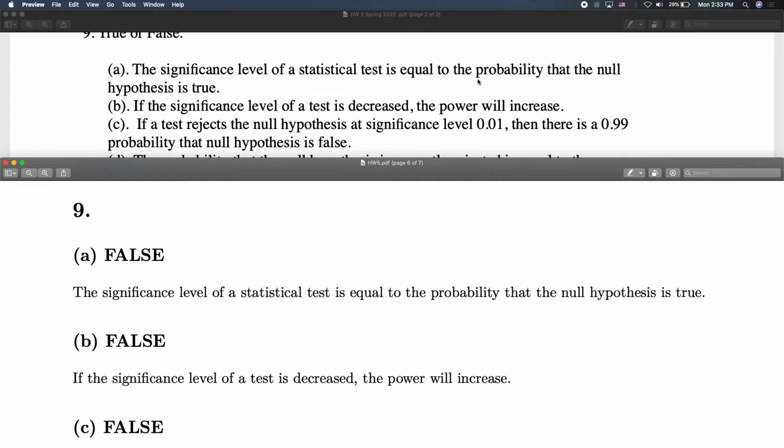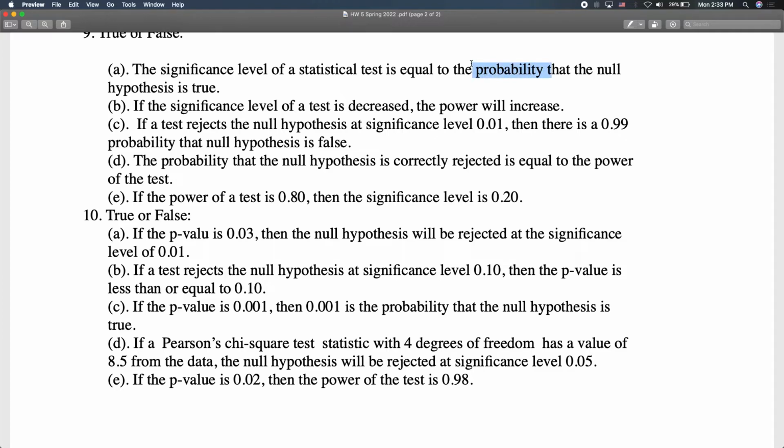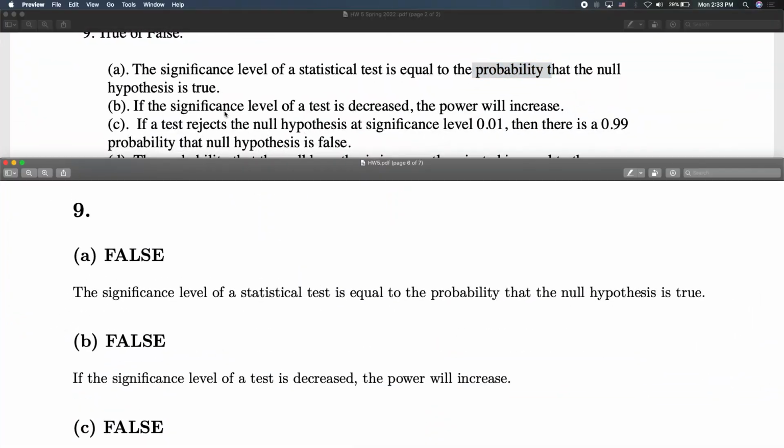There's no such thing as a probability that a statement is true. Your statement is either 0% or 100%. There's no probability for a statement. Also, that doesn't align with our definition for the significance level.